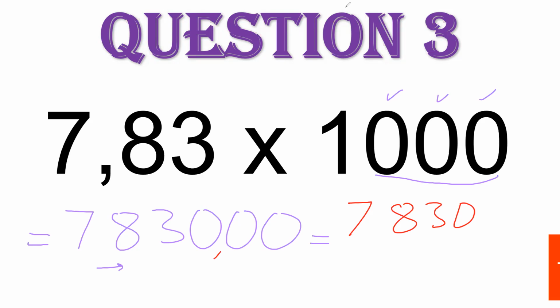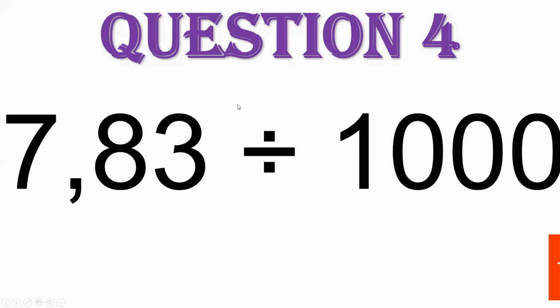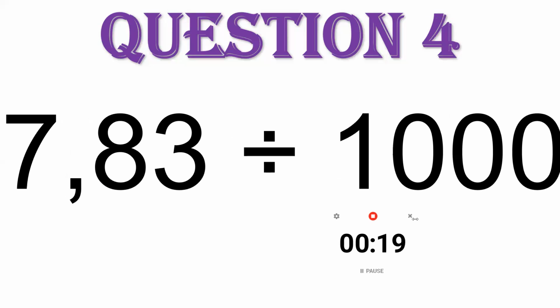Okay, time is going, so let's continue. Next question. I hope everything is fine about this question. Let's continue with the next one. Question 4 is coming now. Question 4. Okay. Now division. 7.83 divided by 1,000. Okay, your 20 seconds starting now.